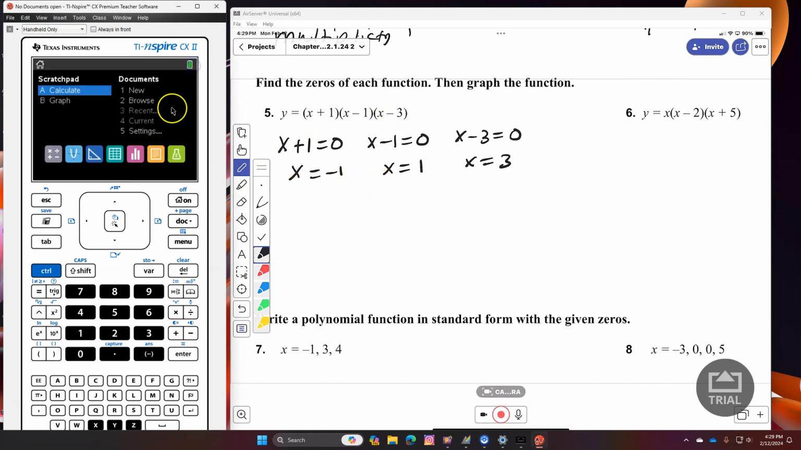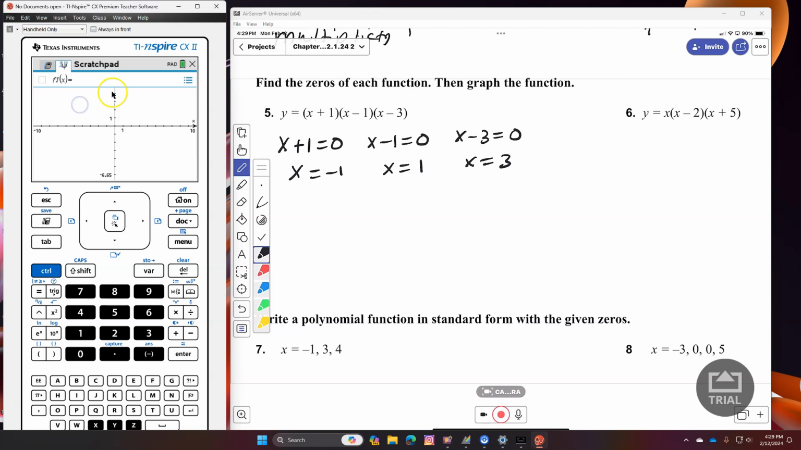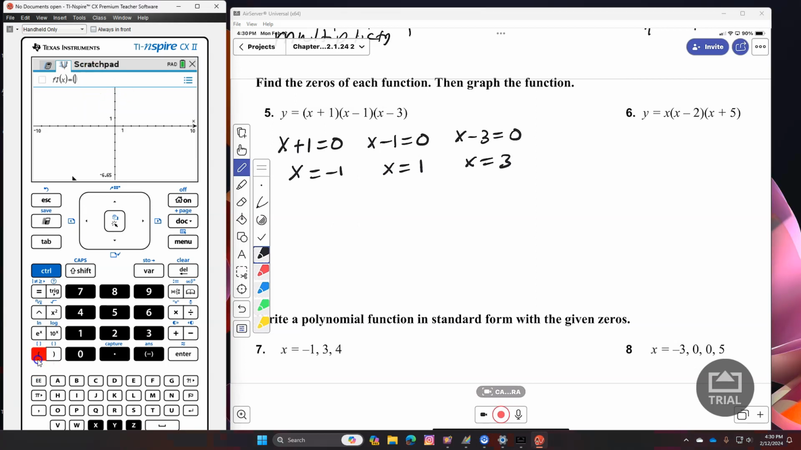Now, you will be responsible for graphing. So we have x plus 1, we have x minus 3, and we have x minus 1, right? So it's x plus 1, x minus 3, and x minus 1. So press enter. And if you look, here's the first zero, negative 1. Here's the second zero, which is x equals 1, and the third zero is x equals 3.